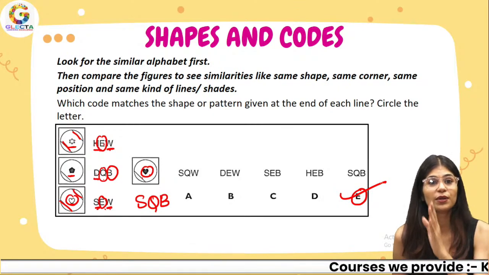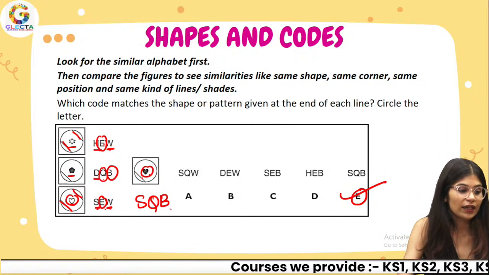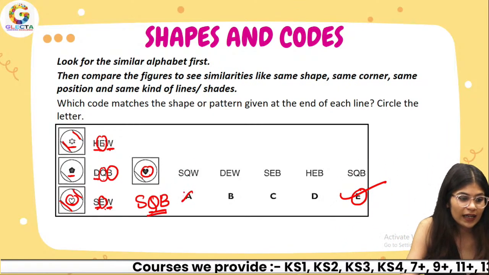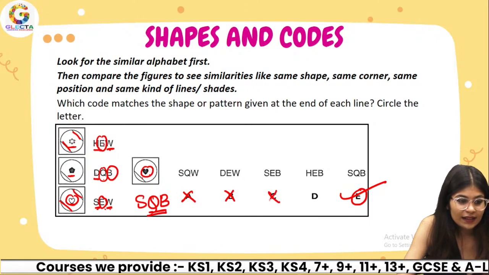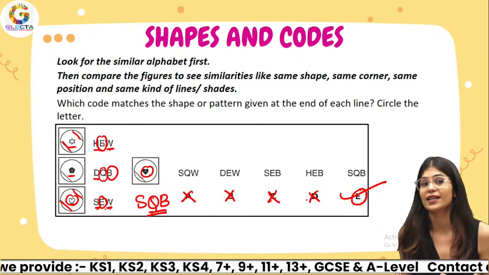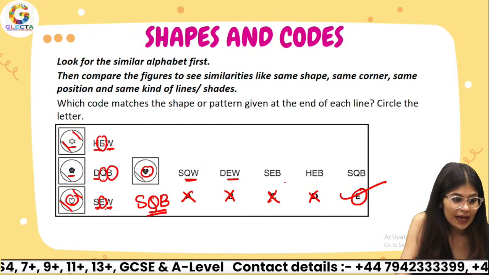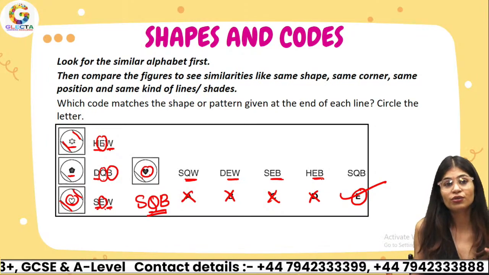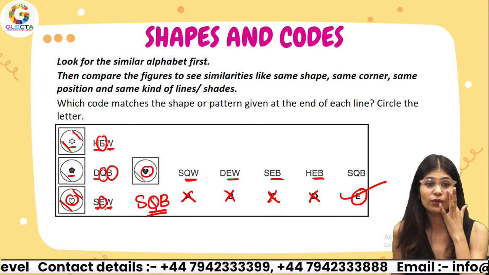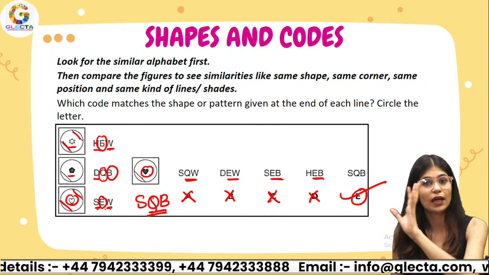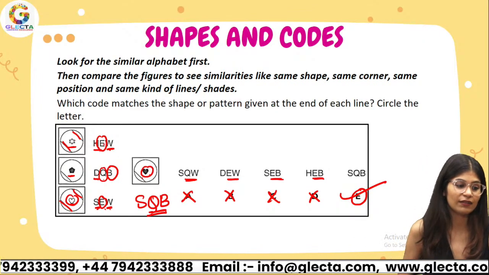So that's how you do it. Started from the last. If you even did this much, you can eliminate this, this, this and this either way, right? Because they don't have S, Q and B at the last. So if they don't, you can eliminate them. So that's how you do it. Start from the right side of the alphabet.